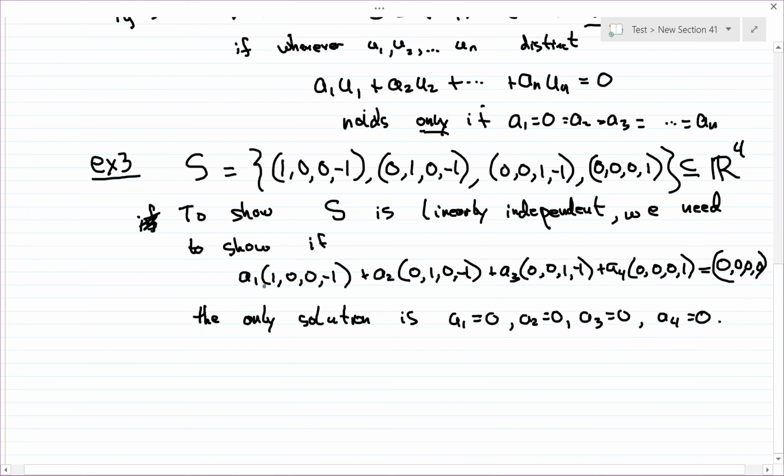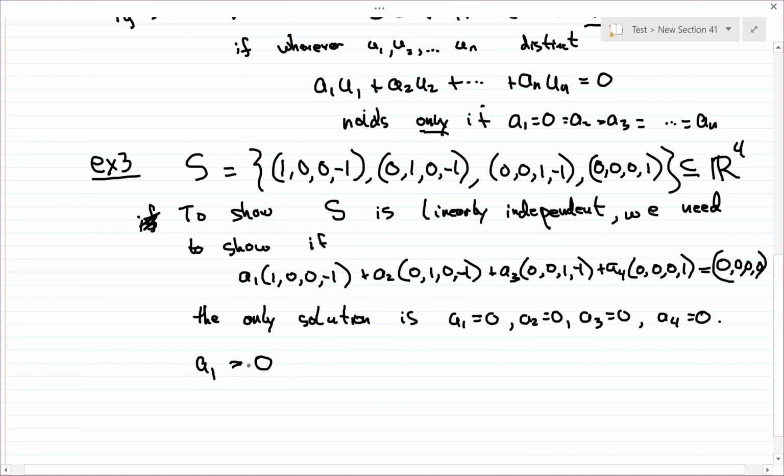Why? Because now if this equation held, the first components would have to be the same on both sides of the equation. This one has a first component of A1. The others have first component 0, and anything times 0 is 0. So this would mean that A1 has to be 0. Well, that's a good start if we're trying to show this is the only solution. So far, by comparing first components, we've shown that A1 has to be 0.